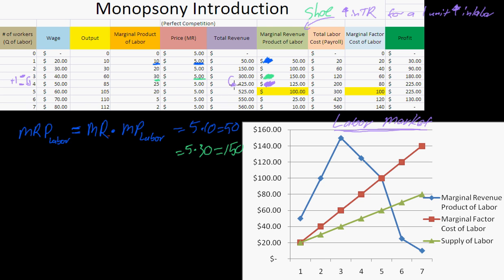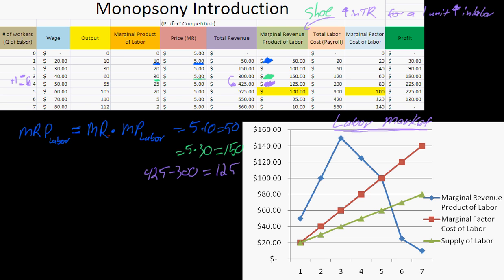And I'll say that one more time. Because we know over here that we are increasing labor by 1 unit every single time that we jump, we can say that the marginal revenue product of labor is just the change in total revenue. And the change in total revenue is going to be 425 minus 300, which is 125, which is exactly what we have here.